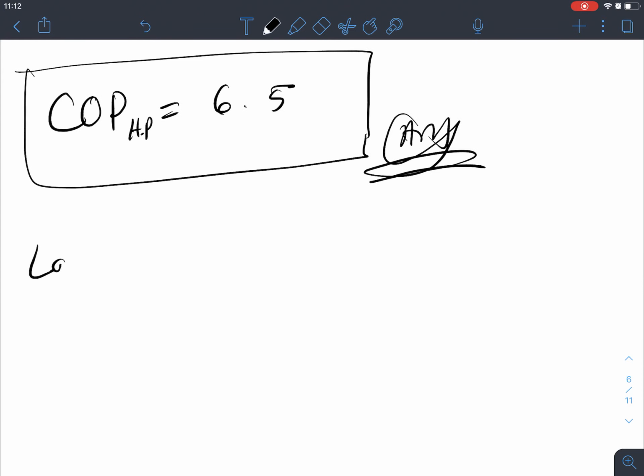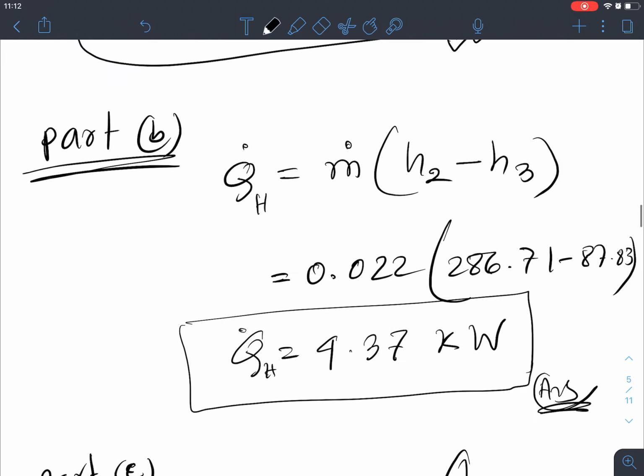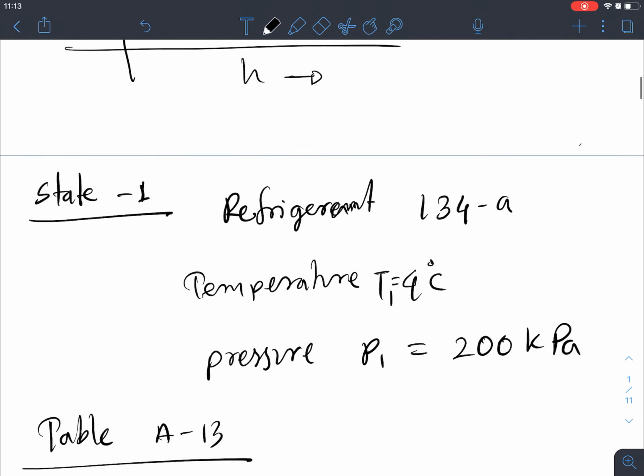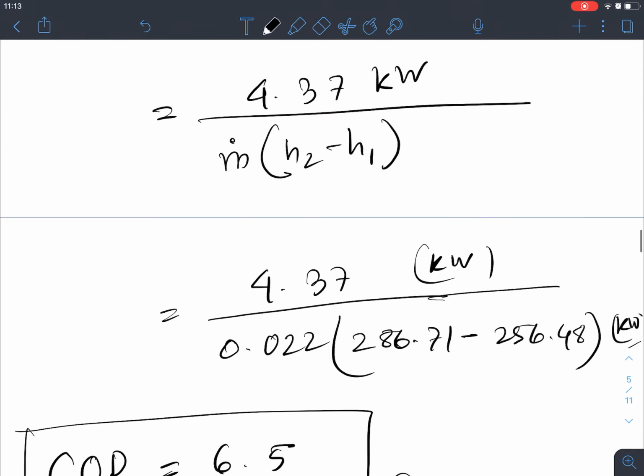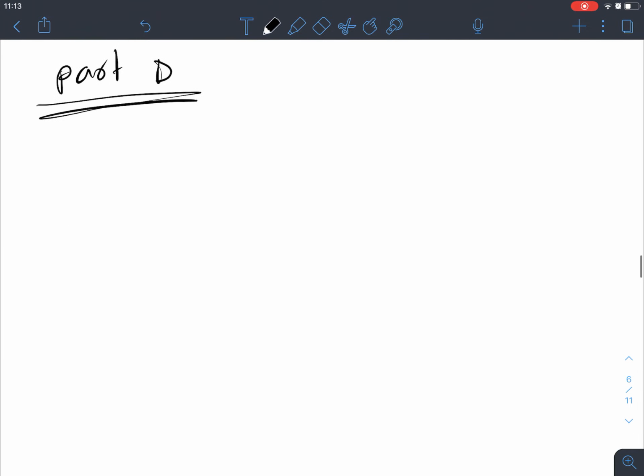And then the last part, which is part D, is basically asking what if it is an ideal cycle, right? So what coefficient of performance and heat rate, basically QH, if the heat pump operated on an ideal vapor compression cycle, with cycle pressure limits of 200 and 800 kilopascal. So let's take a look at how this problem will look.